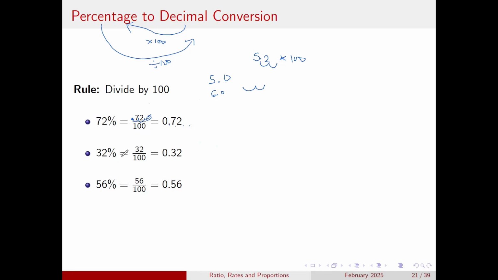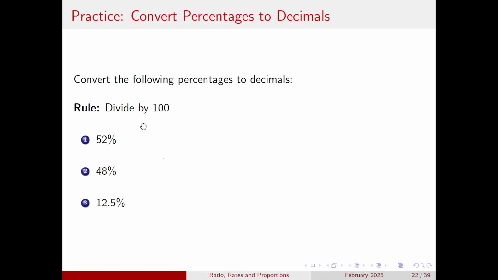Now 32%, we write it as 32 divided by 100 according to the rule. So divided by 100, where is the decimal point? It is here. Okay, so I move it 1, 2. Then I have 0.32. You can also write it as 0.32, and that's acceptable. Finally, 56% is 56 divided by 100. Decimal place is here. I move it 1, 2. I have 0.56.